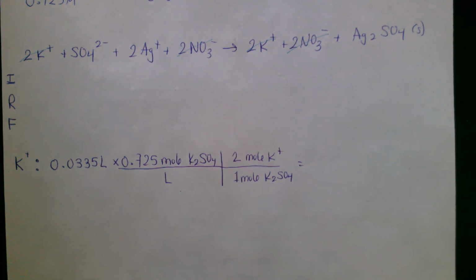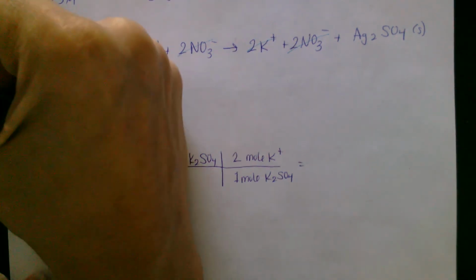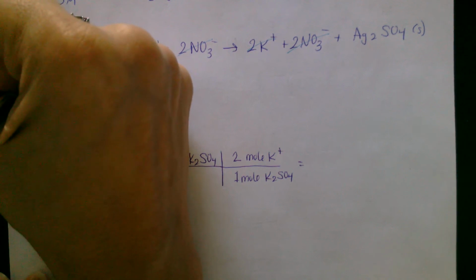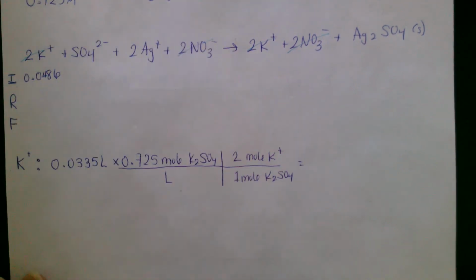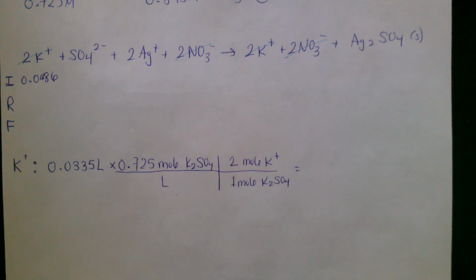That's 0.0335 times 0.725 and then times 2. So for potassium, we have 0.0486.